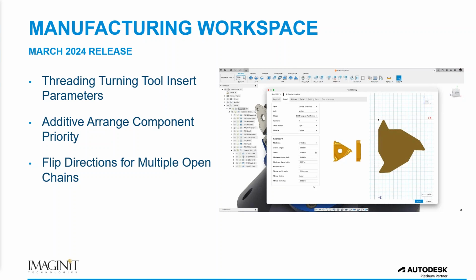In addition, we also have additive arrange component priority. So this helps us to stack our build volume according to which components are more important or which components need to fill the space better. And lastly, we have flip directions for multiple open chains. So this is in reference to milling, for example, if you've got an open contour that you're following, if you've got multiple open contours and you need to change the directions on them, now you can do that individually all at the same time, as opposed to having to create new operations for each one of those discrete open chains.